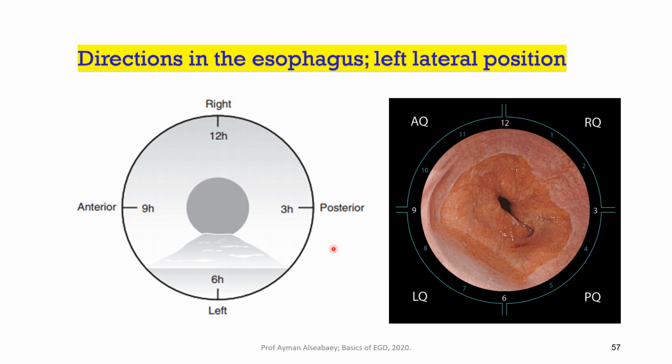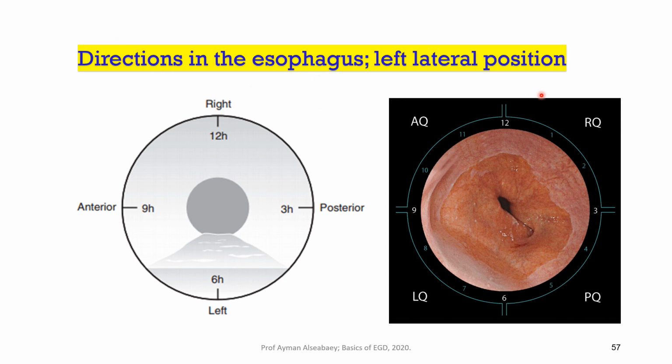If you want to keep them in your mind, pretend that you are seeing the head of the patient while he is in the left lateral position, and you will find that these are the same directions, okay? Anterior, posterior, right, left. When you reach the Z line, these are also the quadrants: the right quadrant, the left quadrant, the anterior quadrant, and the posterior quadrant.